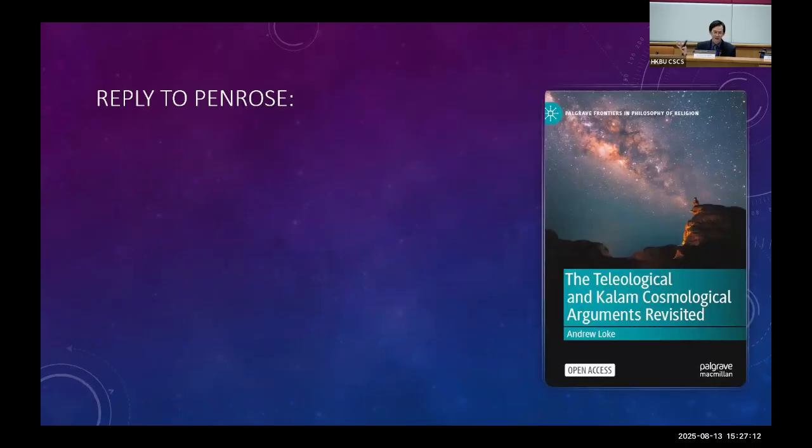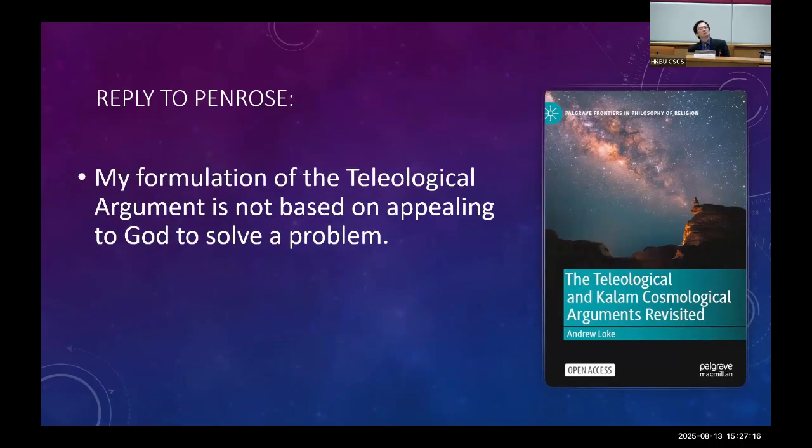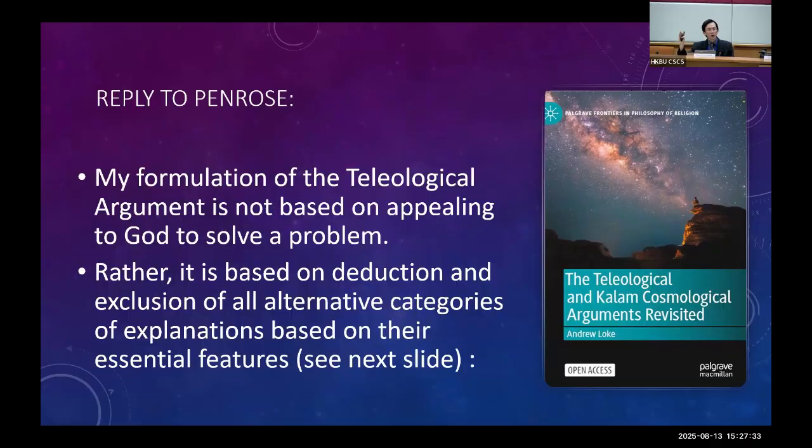Okay, I'm going to address all these remaining objections to the teleological argument. My contribution to the discussion is that I propose a novel formulation of the teleological argument, and this is not based on appealing to God to solve a problem. I'm not saying, okay, I cannot solve this, therefore God. That's not the argument. Rather, the conclusion that God exists is based on deduction and exclusion of all the alternative categories of explanations based on the essential features of these categories.